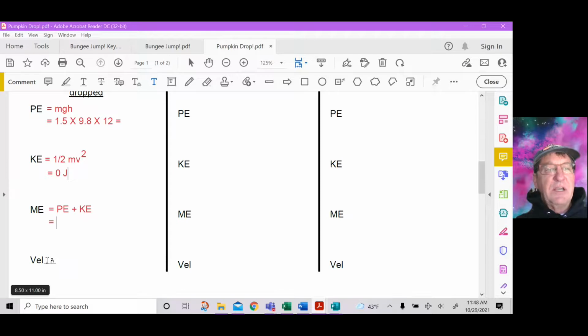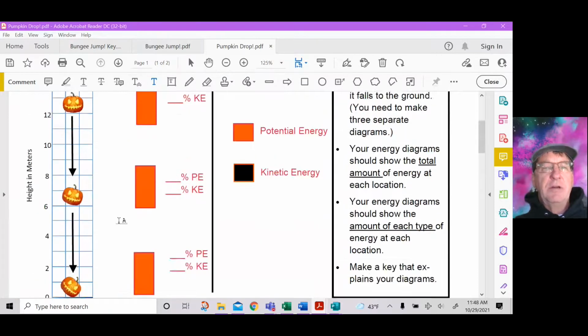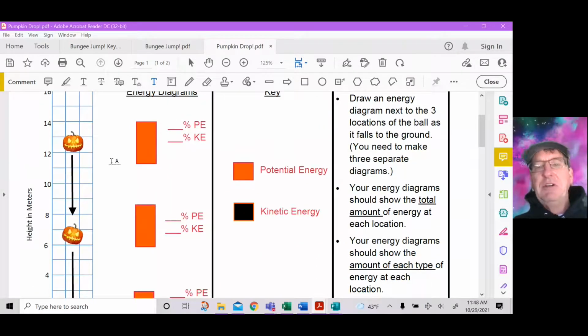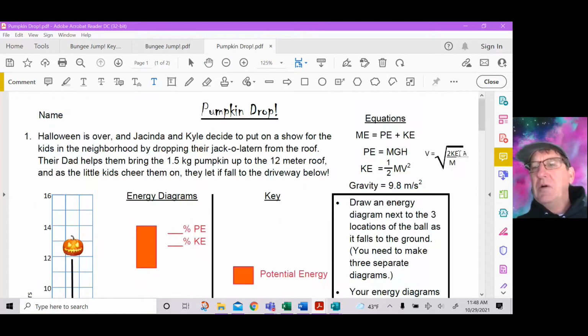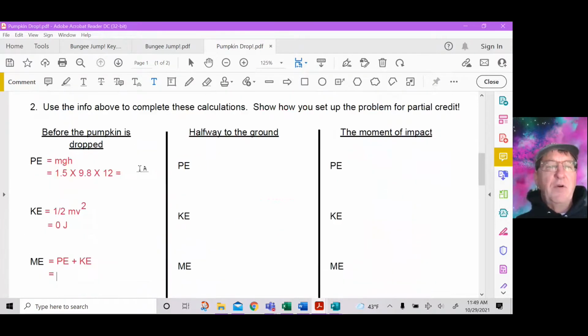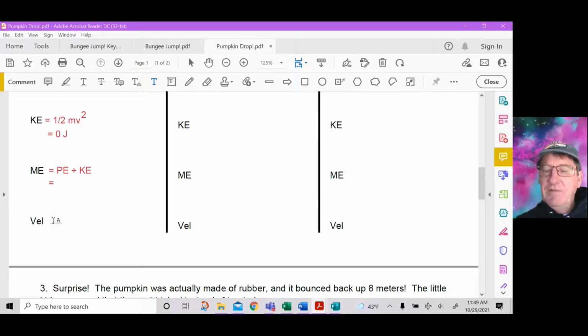The last thing is the velocity. How fast is this pumpkin falling? Well, wait a minute. We haven't dropped it yet. We don't even need to do math for this first position, do we? And if we did, because KE is 0, if we plugged it into this equation, 2 times 0 is still 0, divided by the mass is still 0, and the square root of that is still 0. So it makes total sense that before we drop it, it's not moving. Therefore, it's going to be 0 meters per second. That's how fast it's falling. It's not falling, just sitting there. Okay?